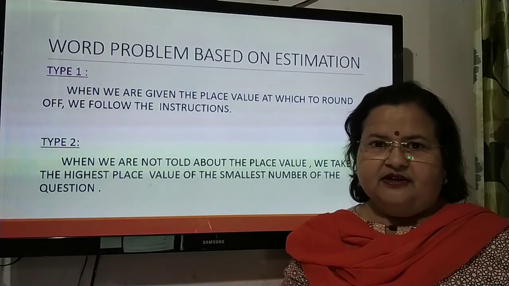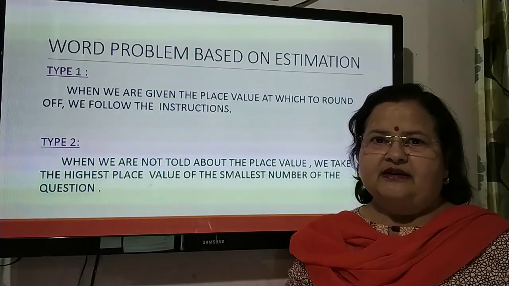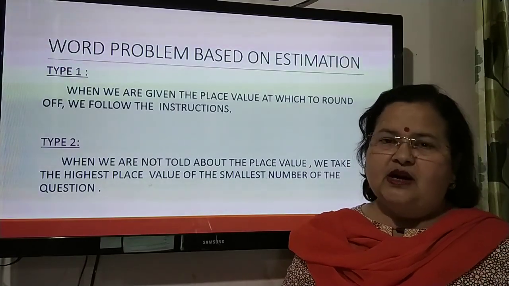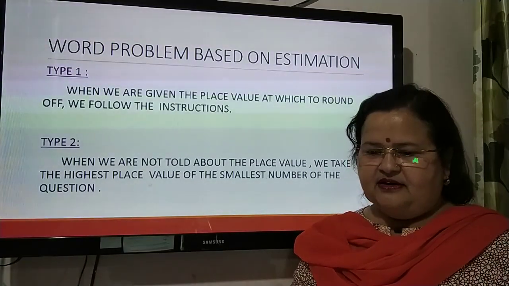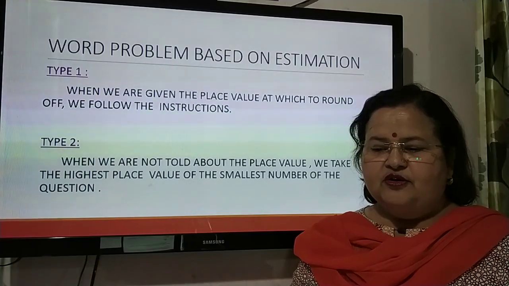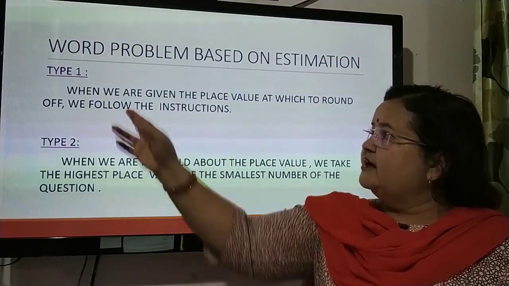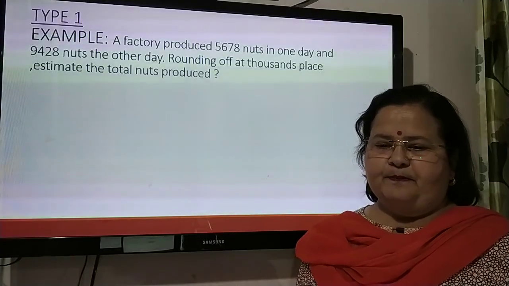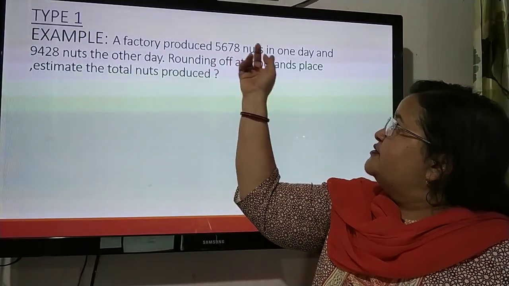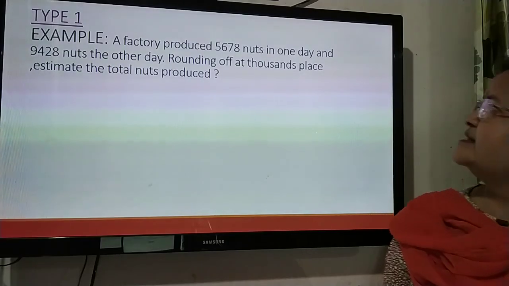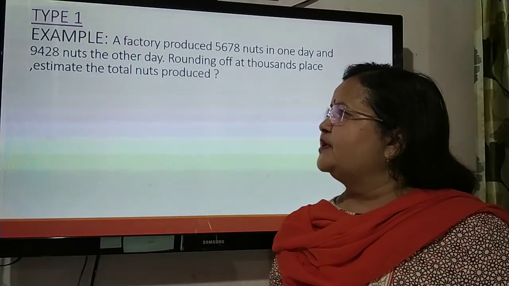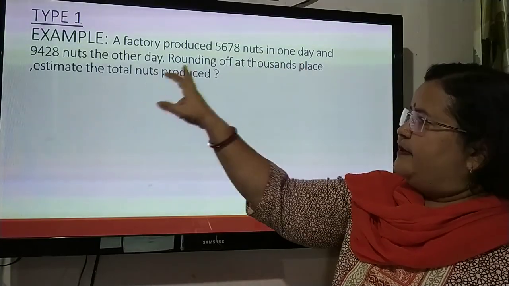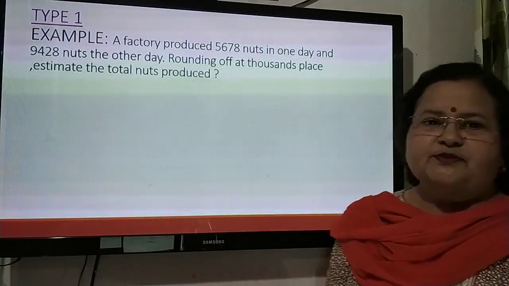If you are given a word problem wherein the number of digits are the same, then we have one rule. If the number of digits are different, then we have to follow other rules. Let's take the first example of type 1 word problem. A factory produced 5,678 nuts in one day and 9,428 nuts the other day. Rounding off at thousands place, estimate the total nuts produced.